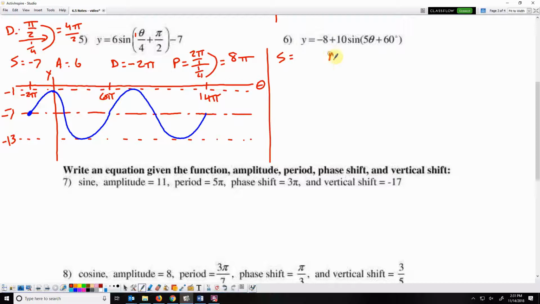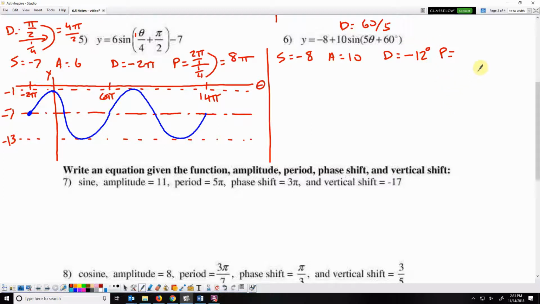So we need sinusoidal axis, amplitude, displacement, and period again. Sinusoidal axis, -8. Amplitude, 10. Displacement, it's plus, so it's going to be negative. So we're going left. And it's 60 divided by 5. That is 12. And we're in degrees this time, so it's 12 degrees.